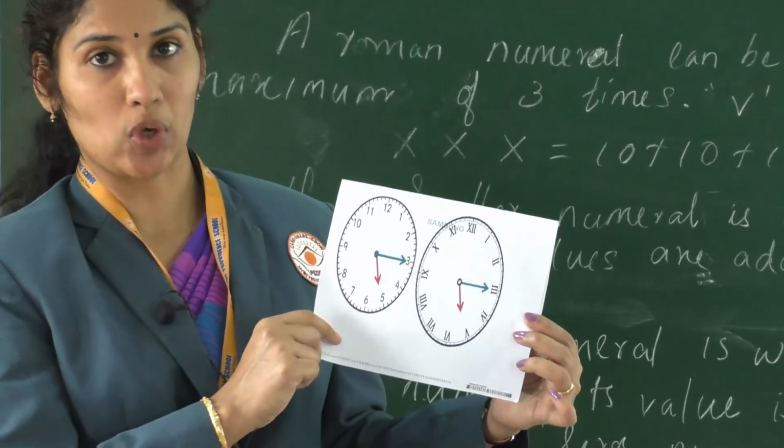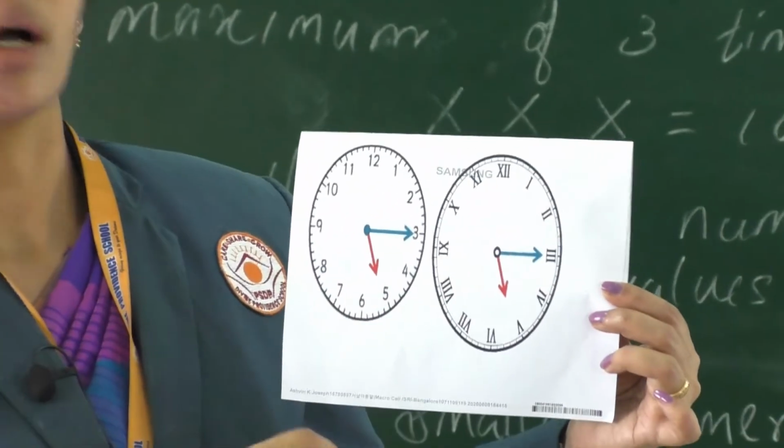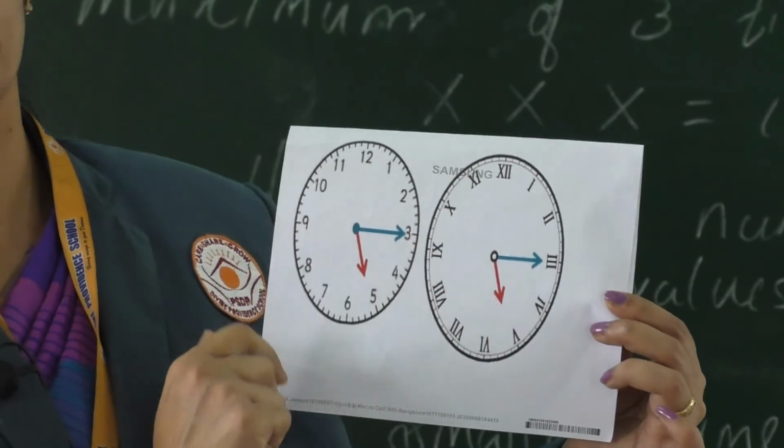Children, there are 2 clocks. The first clock represents numbers and the second clock shows Roman numerals. Each Roman numeral represents each number.